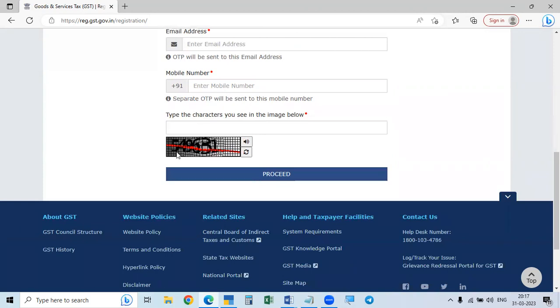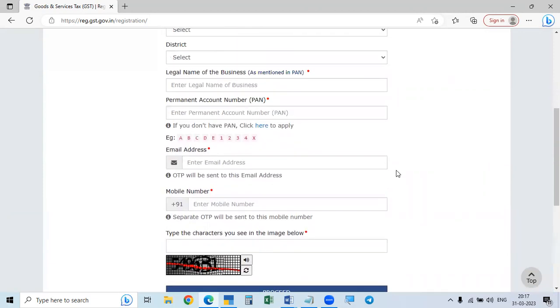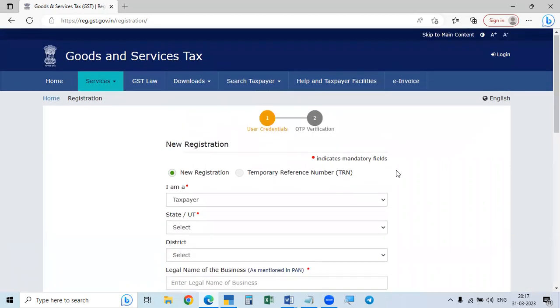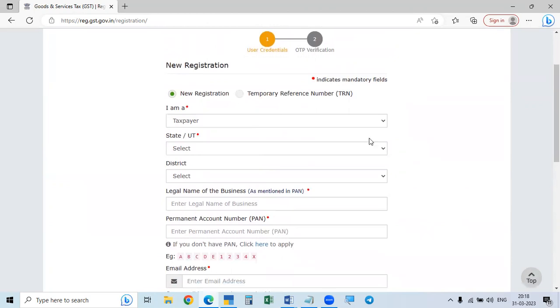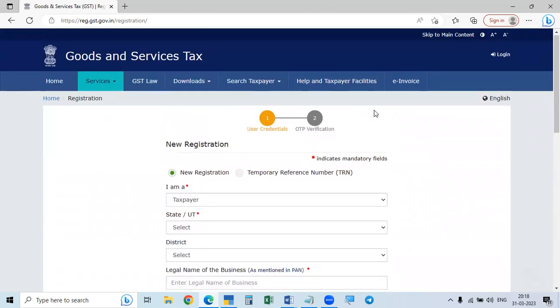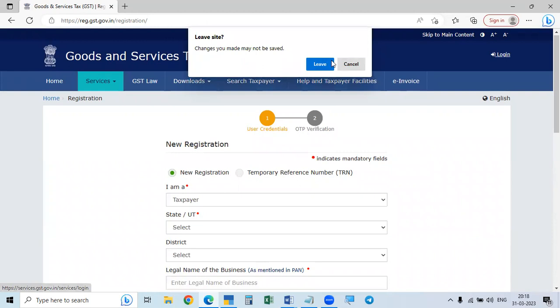After this, you enter the CAPTCHA, then click proceed. If you click proceed, it will show your temporary registration. Temporary registration is done, and they will give you a temporary reference number, TRN. You have to note down that temporary reference number.